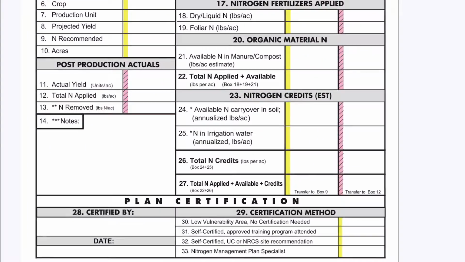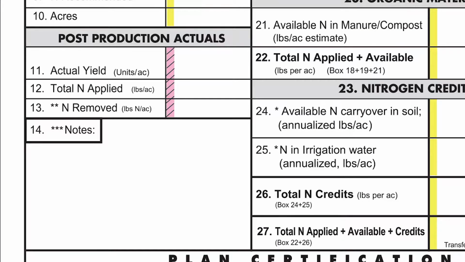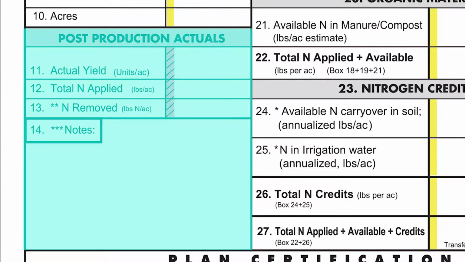Once your crop is harvested, it's time to fill in the actual nitrogen applied amounts and yield per acre for your crops. Remember, when you calculate these numbers, take the total amount of yield or nitrogen applied and divide it by the total acres in the field or management unit, so you can obtain the per acre values. Okay, let's get started. On the left-hand side of the worksheet, you will find the section labeled Post-Production Actuals.